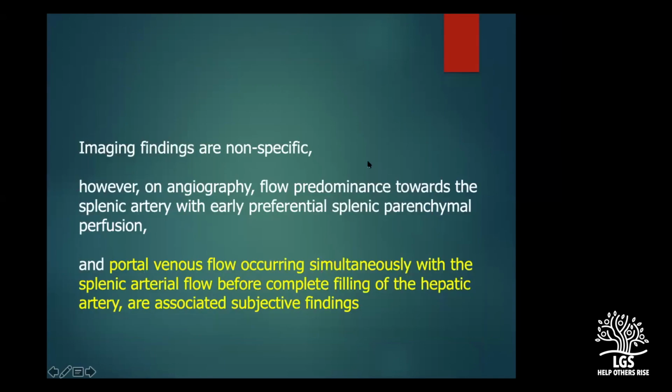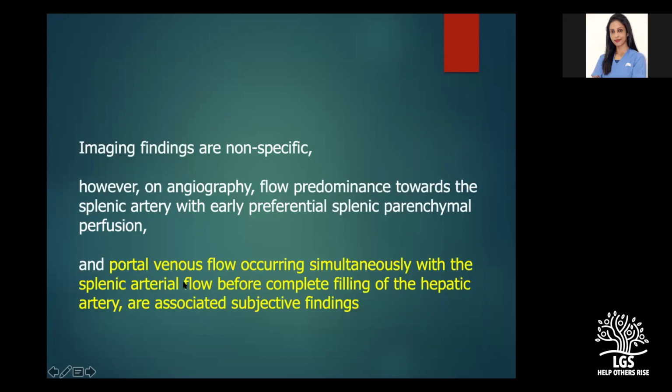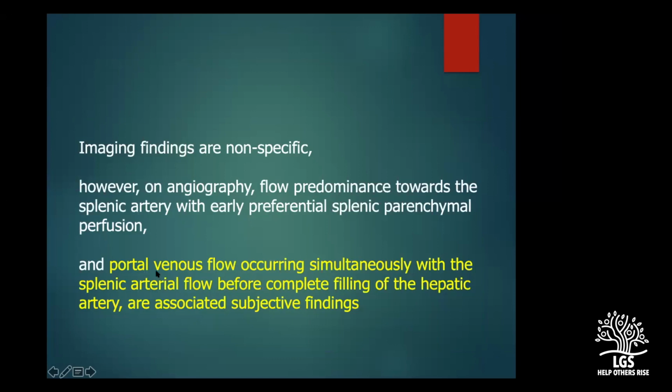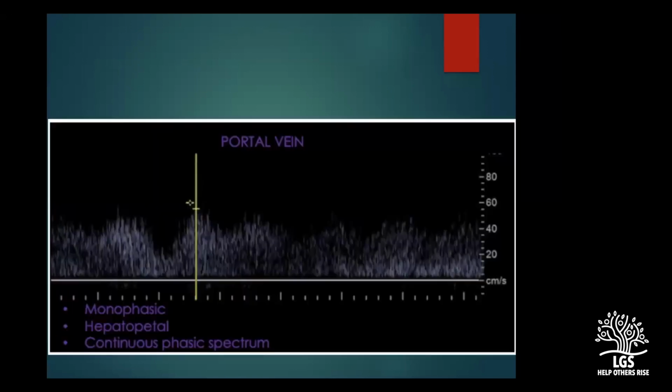Imaging findings are fairly non-specific. On angiography, what you see is a flow predominance towards the splenic artery with early preferential splenic parenchymal perfusion. You will also see portal venous flow occurring simultaneously with the splenic arterial flow. This is a key thing when it comes to the angiogram, because sometimes you don't see the hepatic artery filling. Even before the hepatic artery fills, you would see the portal vein and the splenic artery filling up, and that is one of the key things to observe when you do an angiogram in such cases.